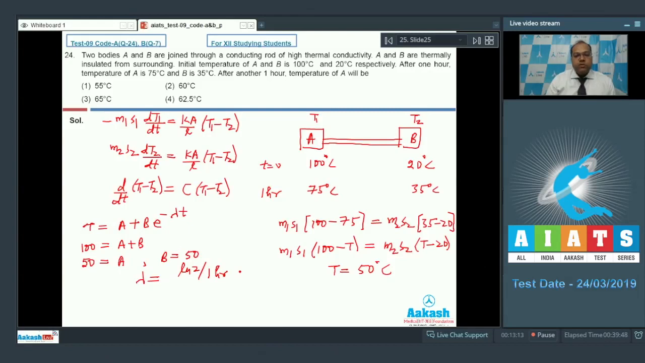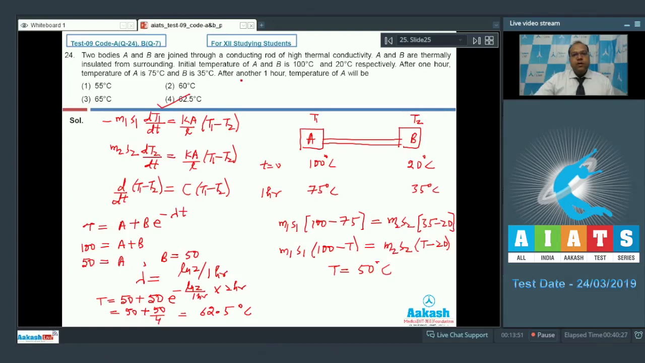So if I find the temperature of body A after another 1 hour, that is 2 hours from the initial, we can write it as 50 plus 50 into e raised to the power minus lambda, that is ln2 by 1 hour, into 2 hours. It comes out to be 50 plus 50 by 4. On further solving, it comes out to be 62.5 degrees Celsius. So option 4 is the correct answer.